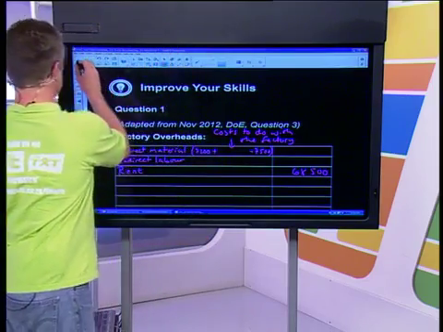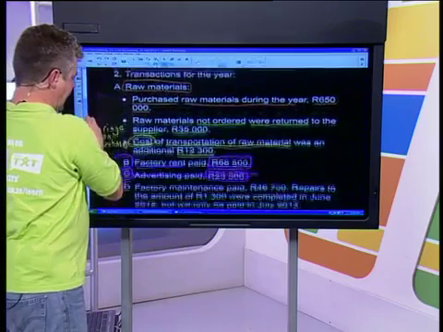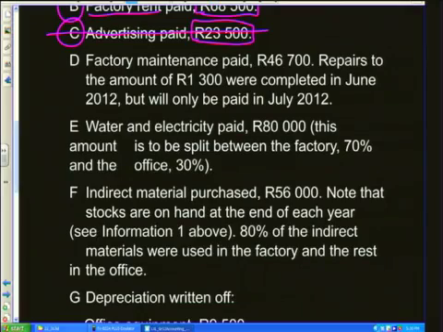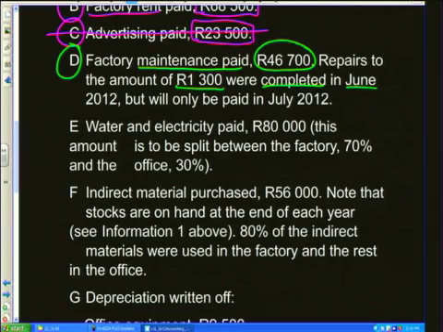So you can actually just smile and ignore that one and carry on to part D. Okay, part D is a little bit more challenging. It says factory maintenance paid was 46,700 rand. Repairs to the amount of 1,300 were completed in June, but will only be paid in July 2012.